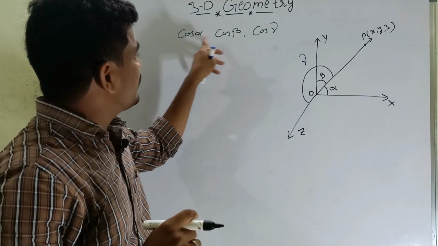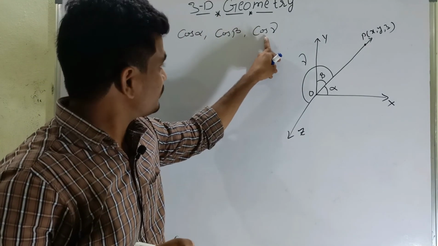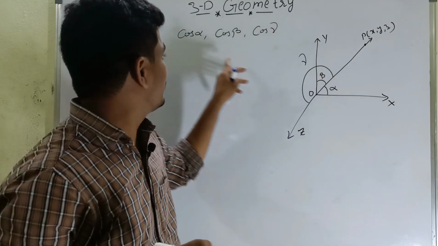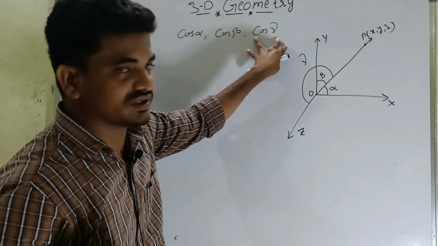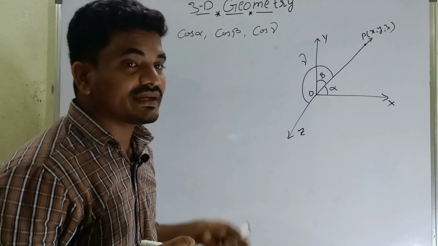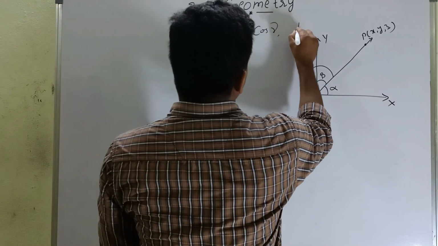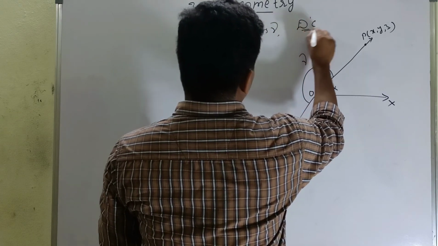These are cos alpha, cos beta and cos gamma. With respect to these angles alpha, beta, gamma, cos alpha, cos beta and cos gamma are called the direction cosines. Simply, we can call these DC.